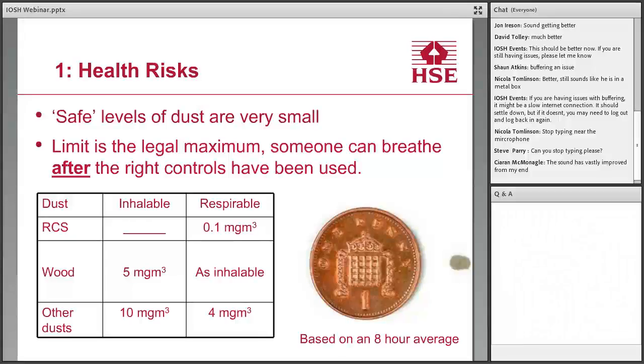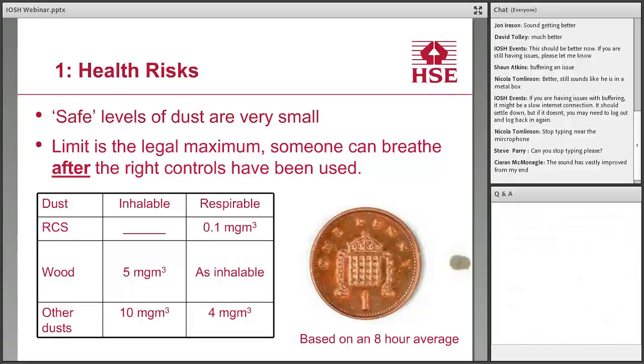On top of that is the fact that so-called safe levels of dust are very small. In the image to the bottom right-hand side of the penny, the silica next to that is the maximum limit after the right controls have been used. It's not a safe limit, because there's still a risk of getting silicosis at that limit. To put it into context, that 0.1 milligrams per meter cubed, which is what that diagram represents, is the same as the maximum amount of arsenic that somebody's allowed in a day. Now, personally, I wouldn't want to have any arsenic. I prefer to stay well away from that, and the same with silica. Just because there's a limit there doesn't mean it should be met. It's the maximum legal limit after the right controls have been used.